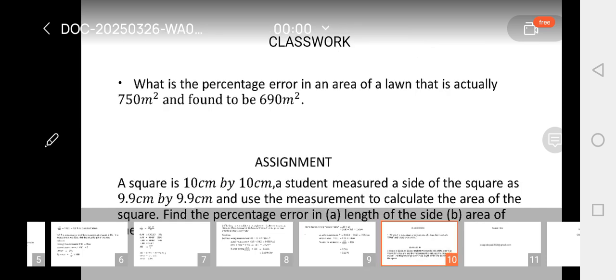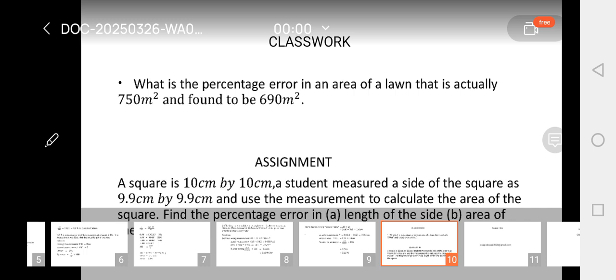So I want you now to do this classwork. What is the percentage error in an area of a lawn that is actually 750 meters square and is found to be 690 meters square?